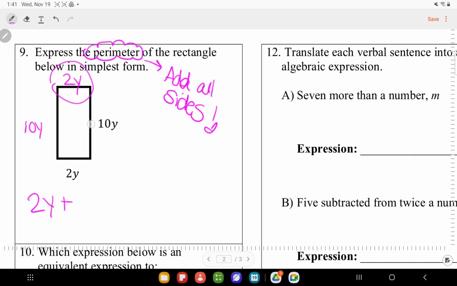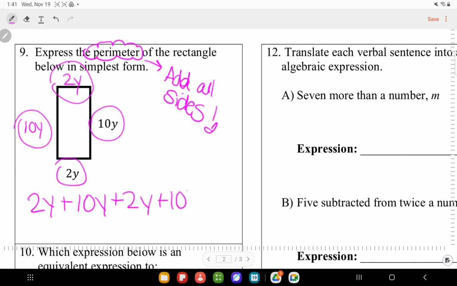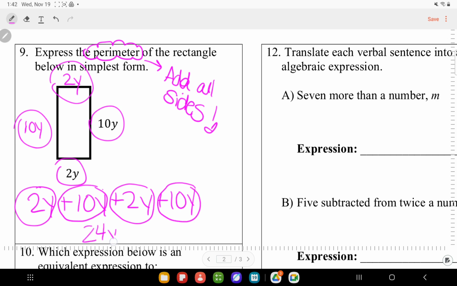2y plus 10y plus 2y plus 10y. And that's all like terms, so we're just going to throw that right in our calculator. 10 plus 2 plus 10 plus 2, and that is going to get us 24y. And that's it.